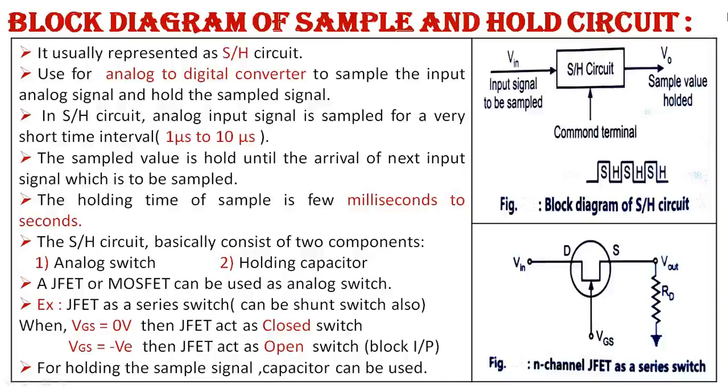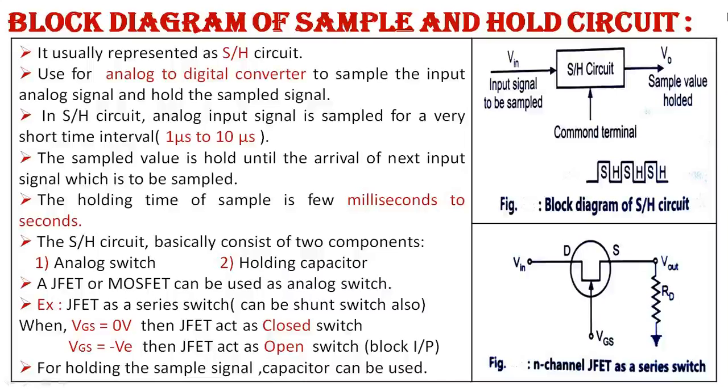And the second diagram is the N channel JFET as a series switch. So here the JFET acts as a switch with on and off conditions. It is usually represented as an S/H circuit. It is used in an analog to digital converter to sample the input analog signal and hold the sampled signal.